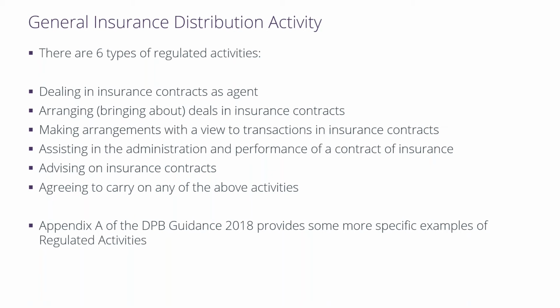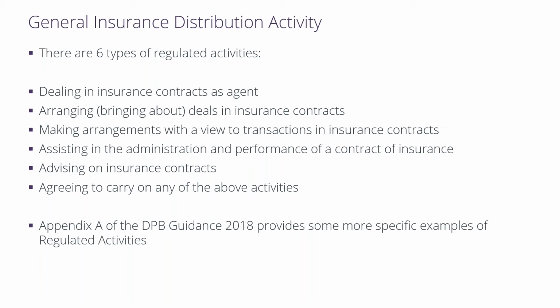Firstly, dealing in insurance contracts as agent. This may arise, for example, where a property manager, managing agent, representative, or someone else within the company or firm acting for the client commits the client to enter into an insurance contract, for example, by accepting a quotation from an insurance company or an insurance broker on a client's behalf. Committing an insurance company to providing insurance for a prospective policyholder is also a regulated activity under this heading.